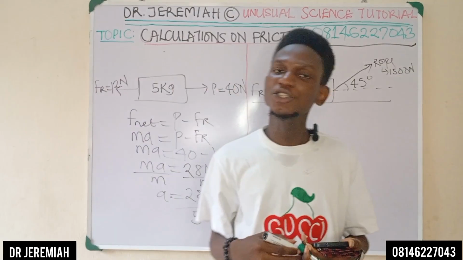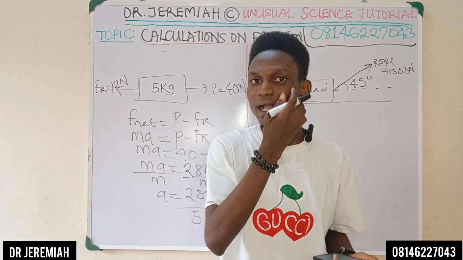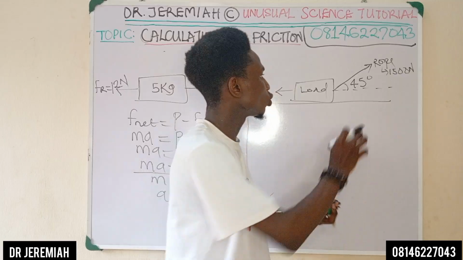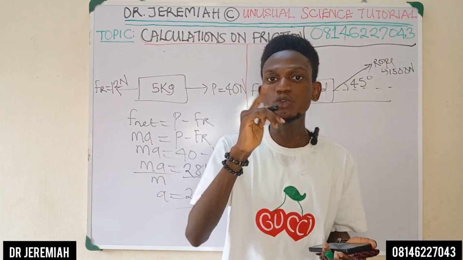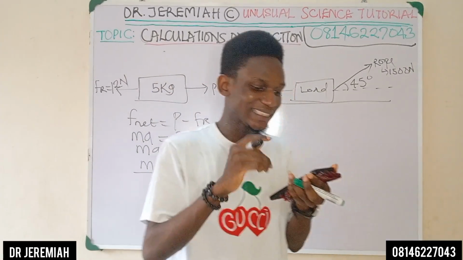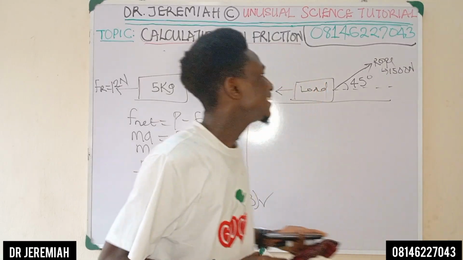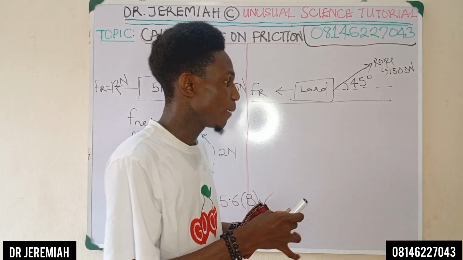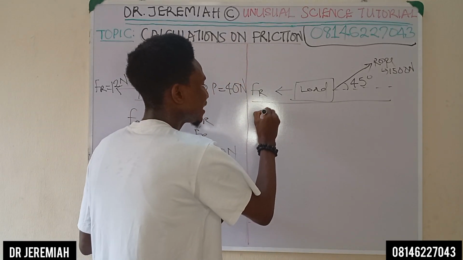Now, this question is just simple. I was telling you guys about static friction, so let me start from there. In static friction, the frictional force equals the pulling force. The question said at a uniform speed. You read the question again: it says at a uniform speed. Just take note that whenever you see uniform speed anywhere, acceleration is 0.